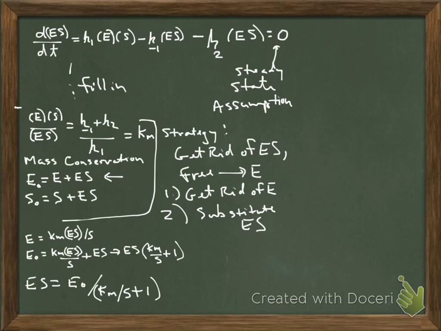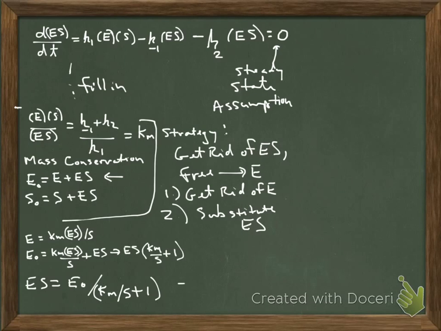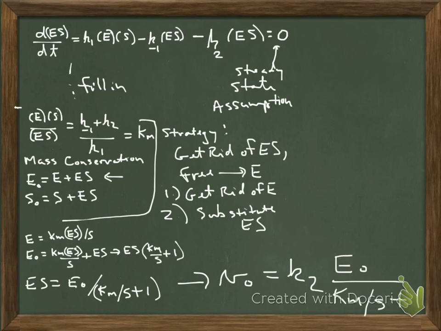Maybe I'm pushing too hard. And now that I know ES, what can I do with that? Well, I can substitute it back into this equation right here. So I'll have V0 equals K2 times ES, or equal to this. And I know all these guys. Like that.